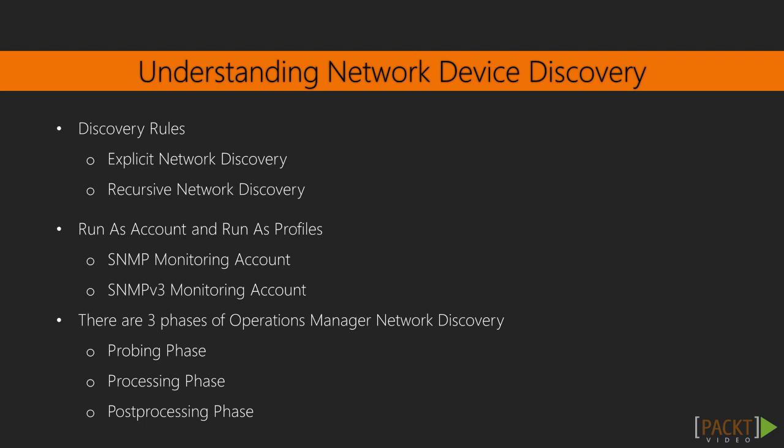Now, any combination of SNMP version 1, version 2, and version 3 devices can be discovered in a single discovery rule, but the SNMP version 3 devices can only be discovered by explicit discovery or by being explicitly specified in a recursive discovery rule. During any discovery, credentials are required to ensure that there's access to that particular device, and these credentials are stored in a Run As account, which is mapped to a Run As profile. Now, the Run As account for SNMP version 1 or 2 is basically the default community string for that device, which is the word public, all lowercase.